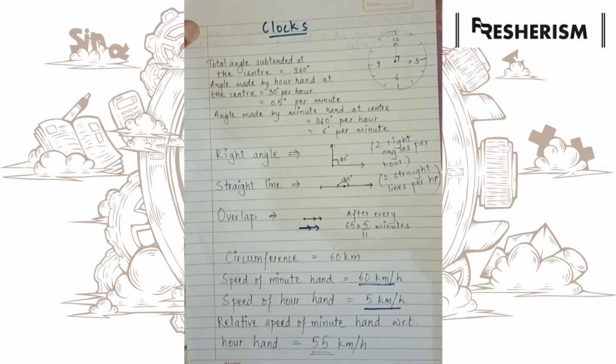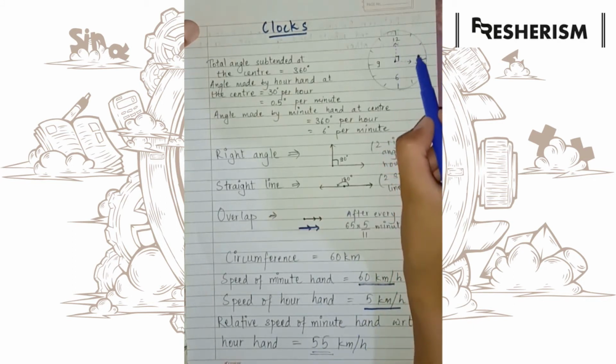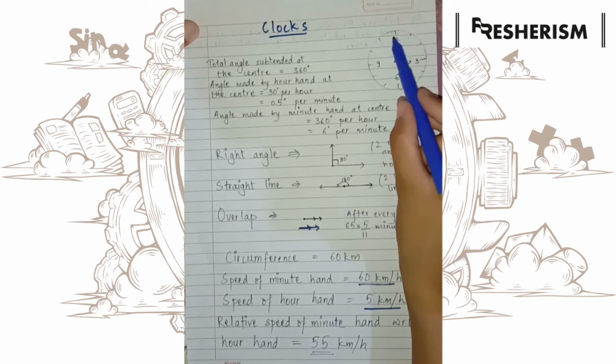Also, when we have to find the distance between the two hands, we can see at 3 o'clock the distance between the two hands is 5, 10 and 15 kilometers.